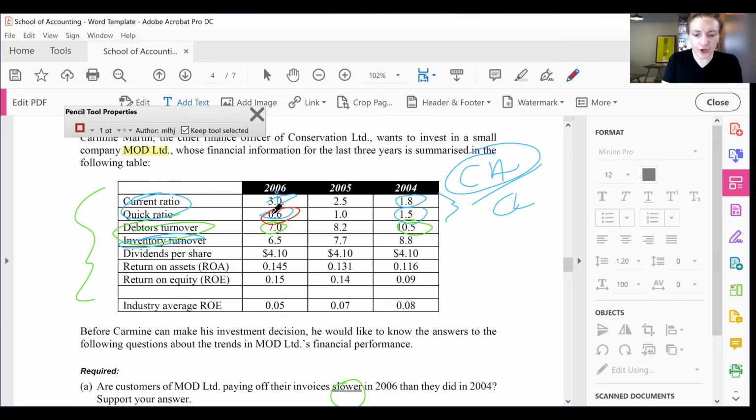Now we can also look at inventory turnover to get some more context for this. So inventory turnover has decreased from 8.8 to 6.5. That tells us that it is taking us longer to be able to sell our inventory here. That implies that the firm is potentially not being able to shift as much inventory, and this is manifesting in an inventory buildup, hence why the current ratio might be increasing, whereas the quick ratio is not.